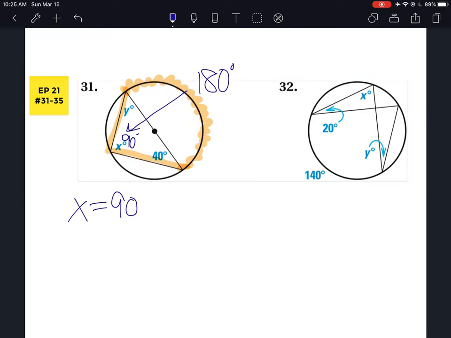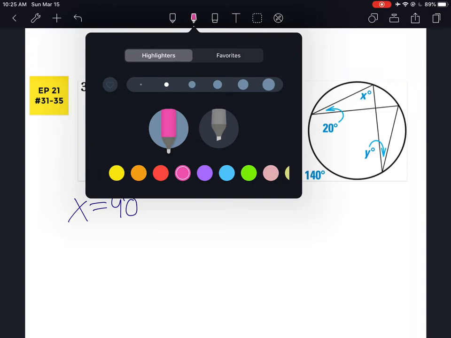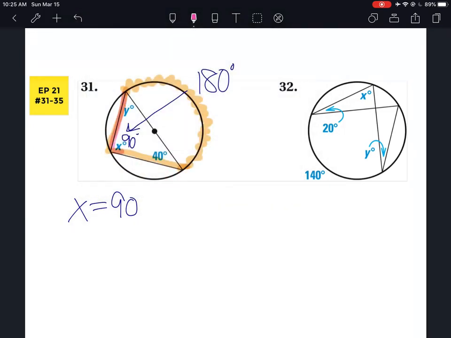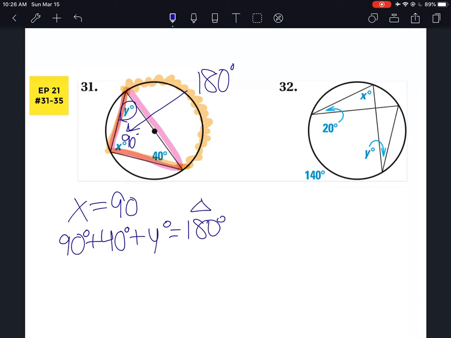Using that, I can find out y. To find out angle y, I have to determine what kind of shape this one is. It is an inscribed triangle. How many degrees in a triangle? Also 180. So we are going to add up our 90 plus our 40 degrees plus our mysterious y and equate it to 180 degrees because it is a triangle, not because of the semicircle part.